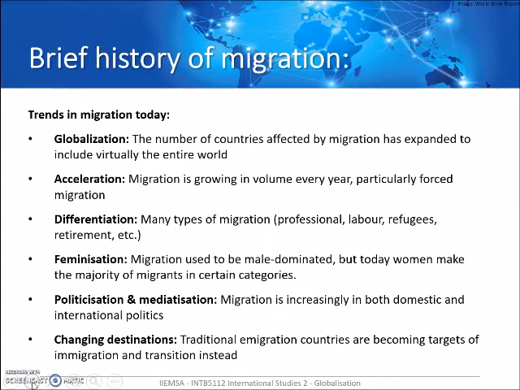And last but not least, we're also seeing changing destinations. So traditional immigration countries are at times becoming targets of emigration or of transition instead. So for example, Europe, that was mainly a region of emigration in the 19th century with millions of people moving to the United States, is now in this century rather a target where people immigrate into. So we're seeing all of these different trends in migration compared to back in the days.